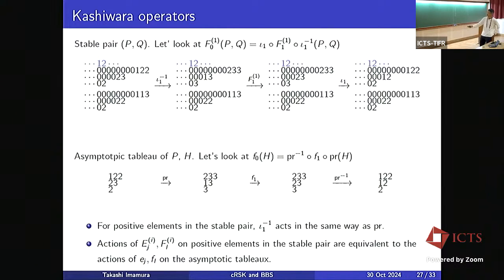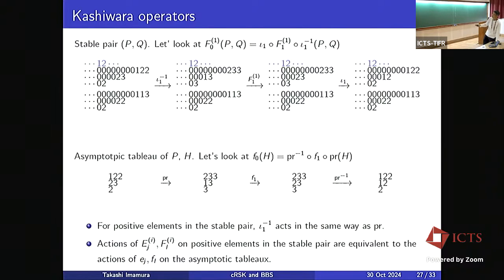So this is the action of F, the action of F0, which consists of the promotion operator and F1 operators like this. On the other hand, the action of the capital F0 consists of iota 1 and the capital F1 like this.